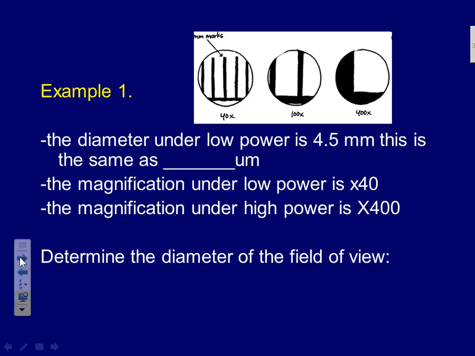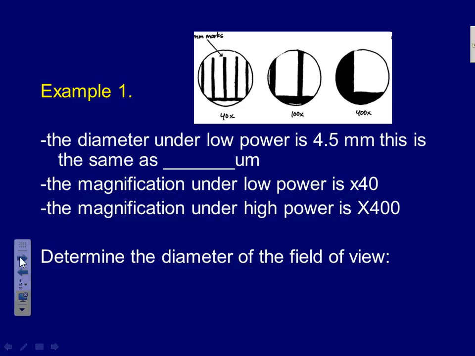Notice when we zoom in, we can't actually determine how many millimeters there are, so I can't actually use my ruler to measure the high power field of view, because all I'll get is like a big fat line. Just like when we looked at the letter E and we got like a big fat piece of the E. So what we can do is measure how big the field of view is under low power, and we can use that equation to figure out what the field of view is under high power. So let's take a look at this.